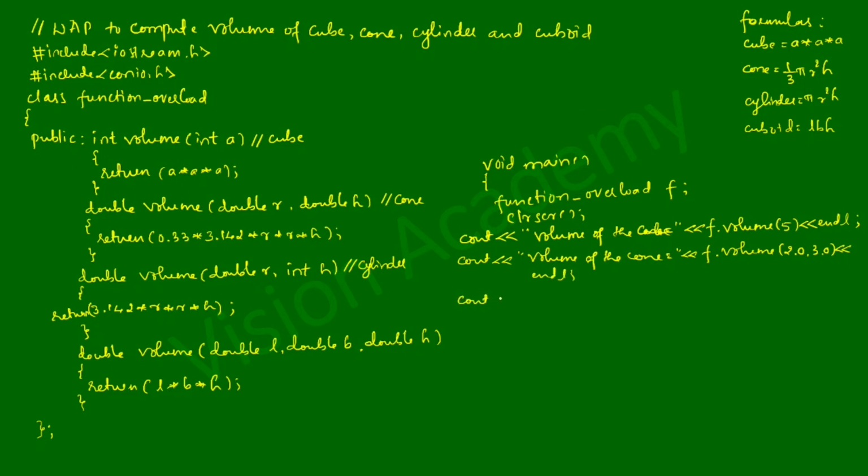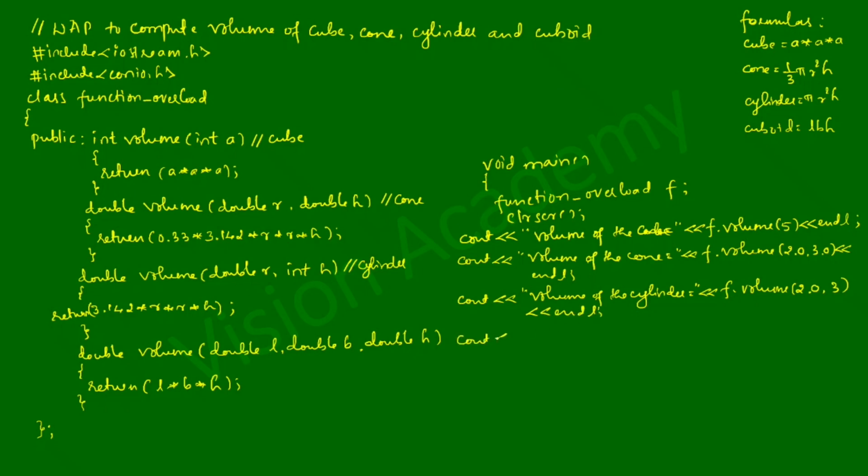Next, cout stream insertion operator. I want to call the function that returns cylinder volume. Now I'm going to write here volume of this cylinder is equal to, and the double quotation mark, f dot volume. Here I need to pass two arguments, but first argument is of type double and the second argument is of type integer. So what I'm going to do here is I'm going to write 2.0 comma, I'll write 3, and then stream insertion operator and endl you can write.